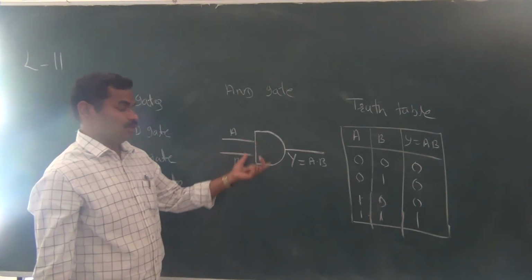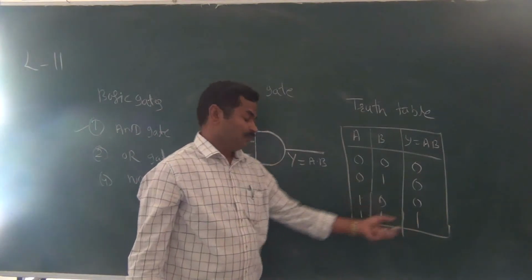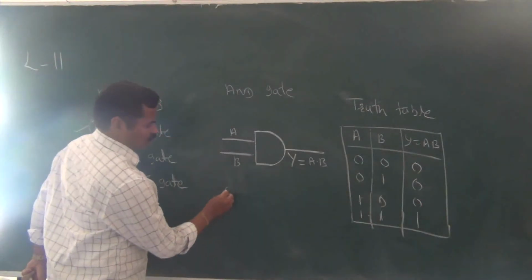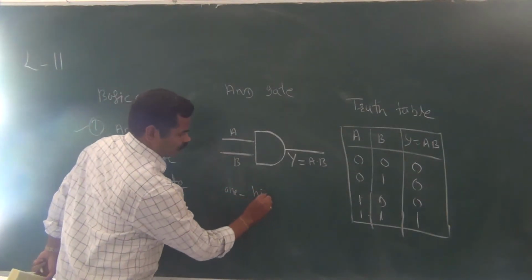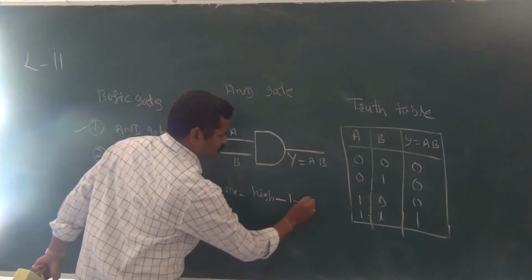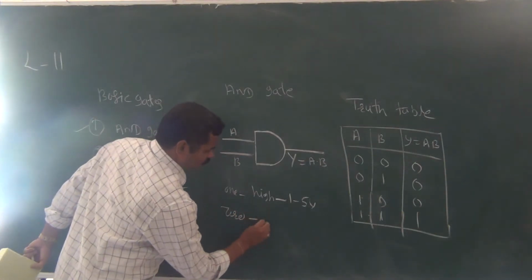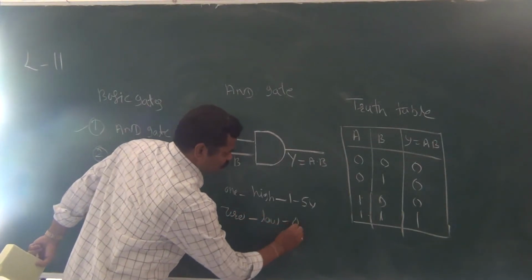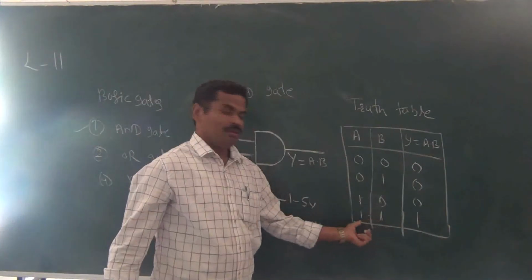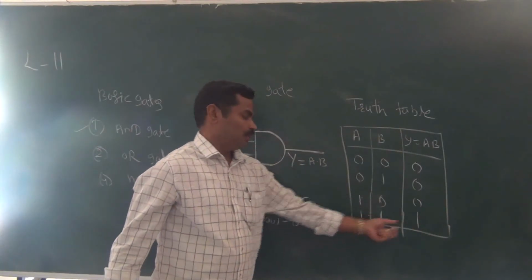What is the main function of the AND gate? If both inputs are 1, 1, then the output is 1. You can say 1, or high, or 5 volts, and 0 is nothing but low, or 0 volts. Consider 1 as high. Both inputs high, output is high.